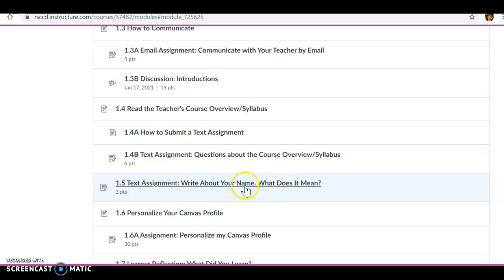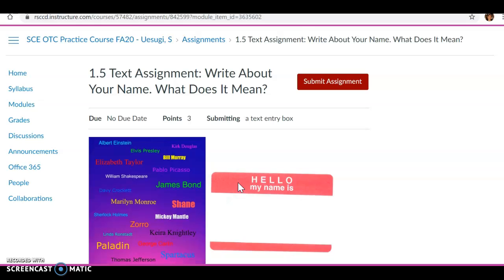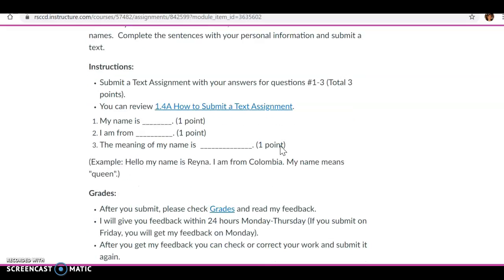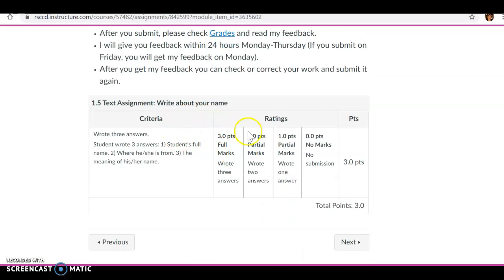Write about your name, what does it mean? And I click on this. And now I am in my assignment page and my rubric is at the bottom here.